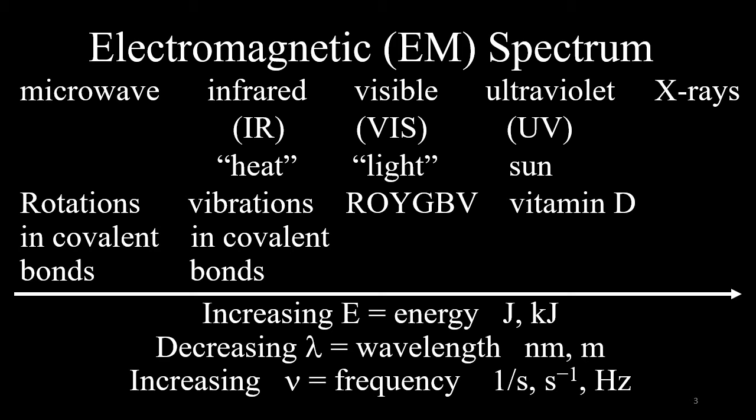And in addition to knowing about energy, we should also know about wavelength and frequency. So as we move from left to right, we are decreasing in wavelength, and wavelength is actually measuring a length. So you could measure that in nanometers or meters. And we're increasing in frequency. Frequency is how often the wave goes by, or how many waves go by in a certain amount of time. So how many waves go by in a second, for example.